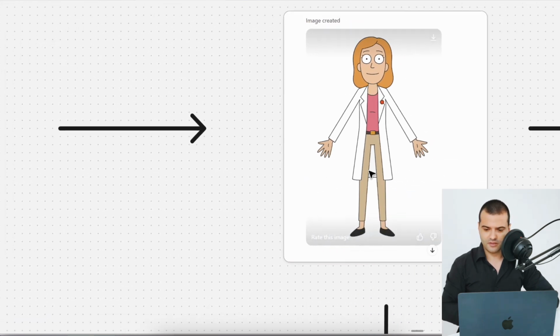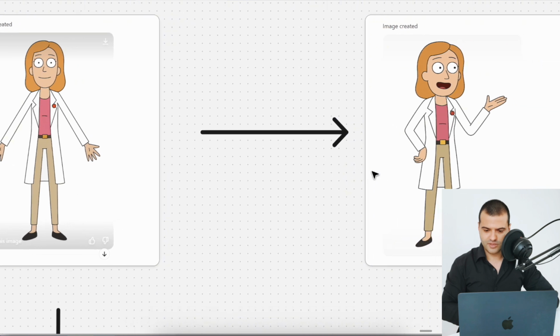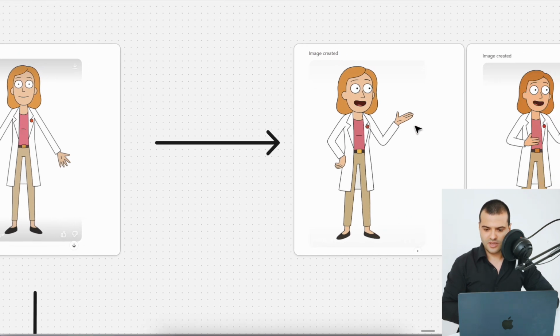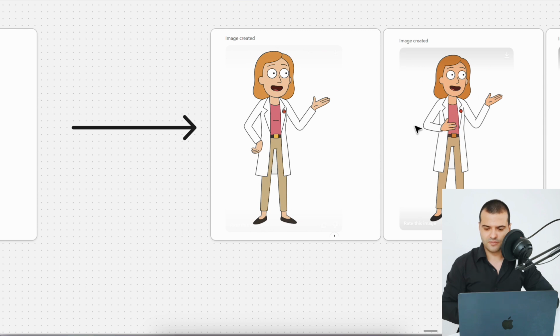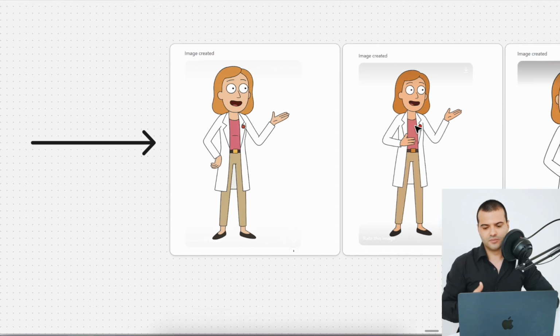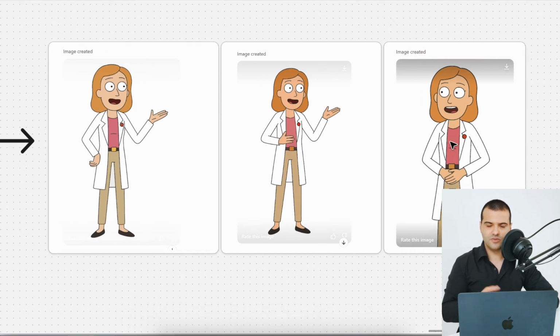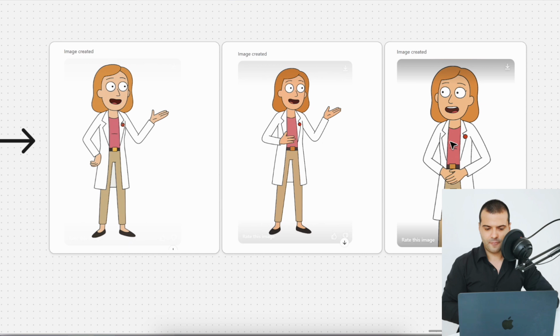The next step was I produced a talking character. So I typed something like, keep the character, but create a talking pose, like the character is explaining something. So it gave me this result. And I also told it to keep the character but produce a different pose, and it gave me this, and after that it gave me this. As you can see, these three characters are identical.